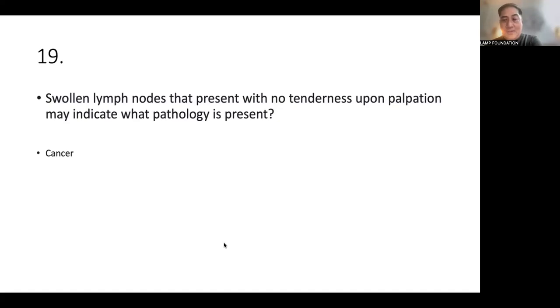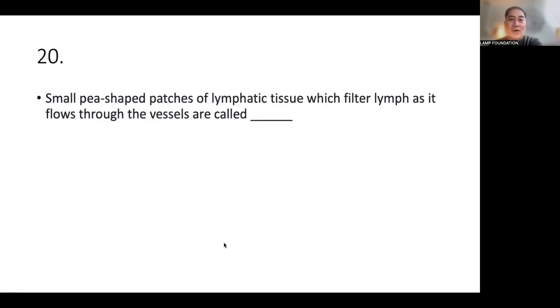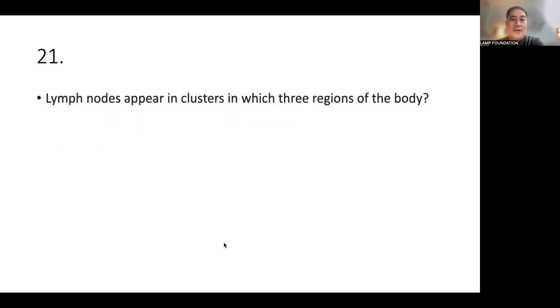Cancer. Okay, mas maganda pa may pain, no? Yes. Oh my God. Okay. Scary. Nakaka-stress. Okay. Small bean-shaped patches of lymphatic tissue which filter lymph as it flows through the vessels are called lymph nodes. Lymph nodes appear in clusters in which three regions of the body?